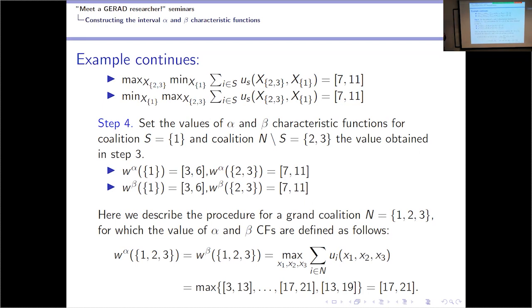And for example, if S is equal to N, which is the grand collision, then it means that all players form a collision together. Then we need to summarize all payoffs, and which is here. But among these intervals, we just need to find the maximum value. And also, at the end of the algorithm, we will get the grand collision, which is 1729. Yeah, okay.